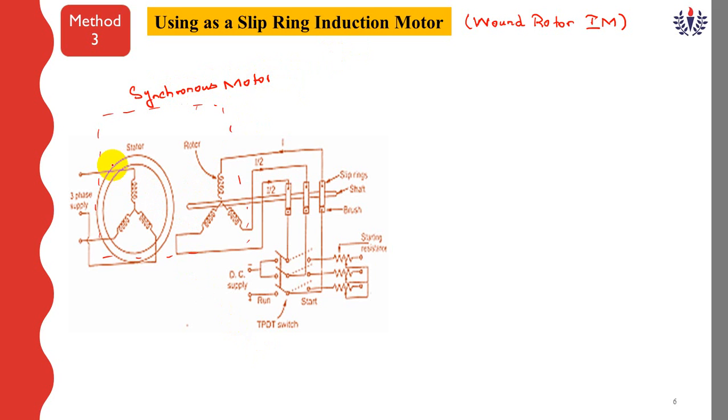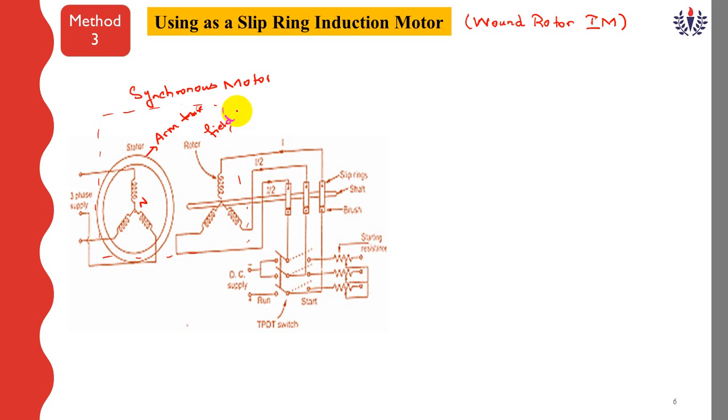Now this is the stator, this is the armature, with a neutral point. In the armature they are giving the three-phase supply. This line is the shaft, and this is the rotor. Rotor means it is the field winding.